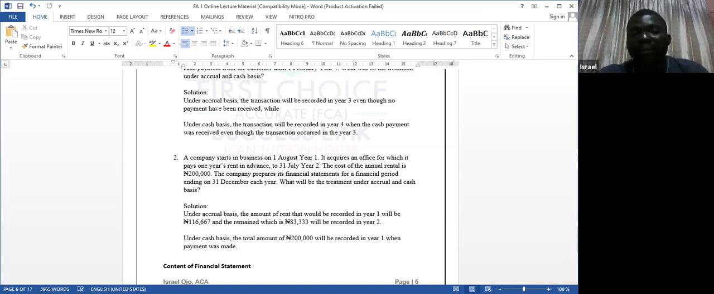In my accrual basis, since I'm closing my financial statements as at 31st December, there will be a provision. That means from August 1st to December, year 1, how many months is that? August, September, October, November, December. That is 5 months. It means that the rent of 200,000 I paid, which is for 12 months, I will only enjoy 5 months in year 1.